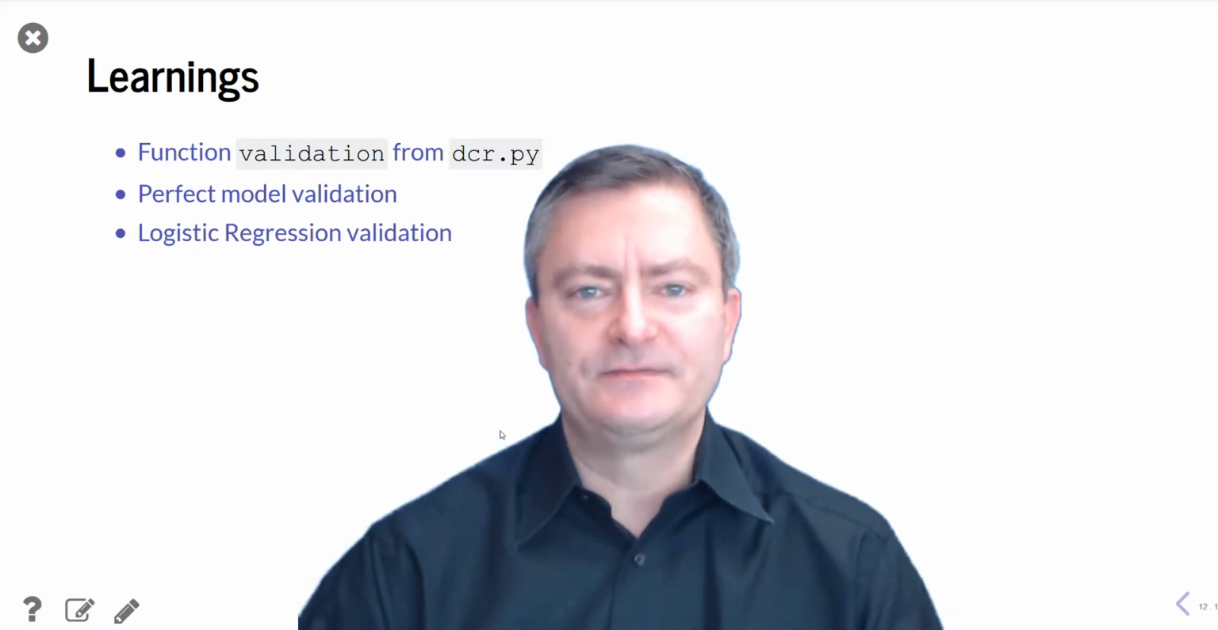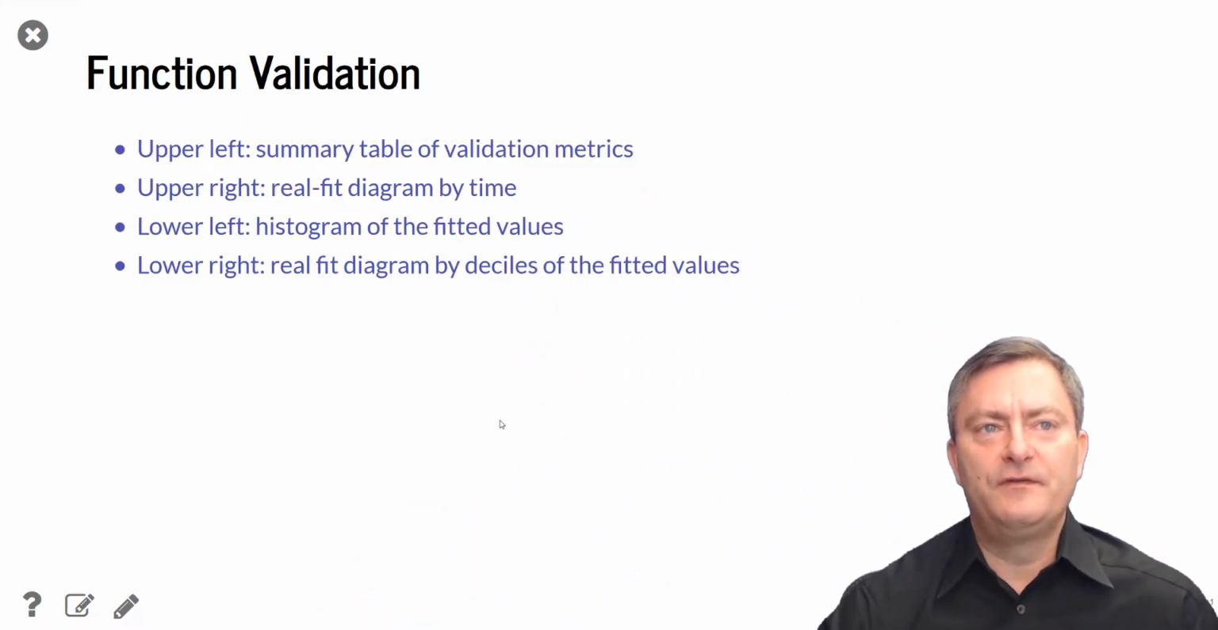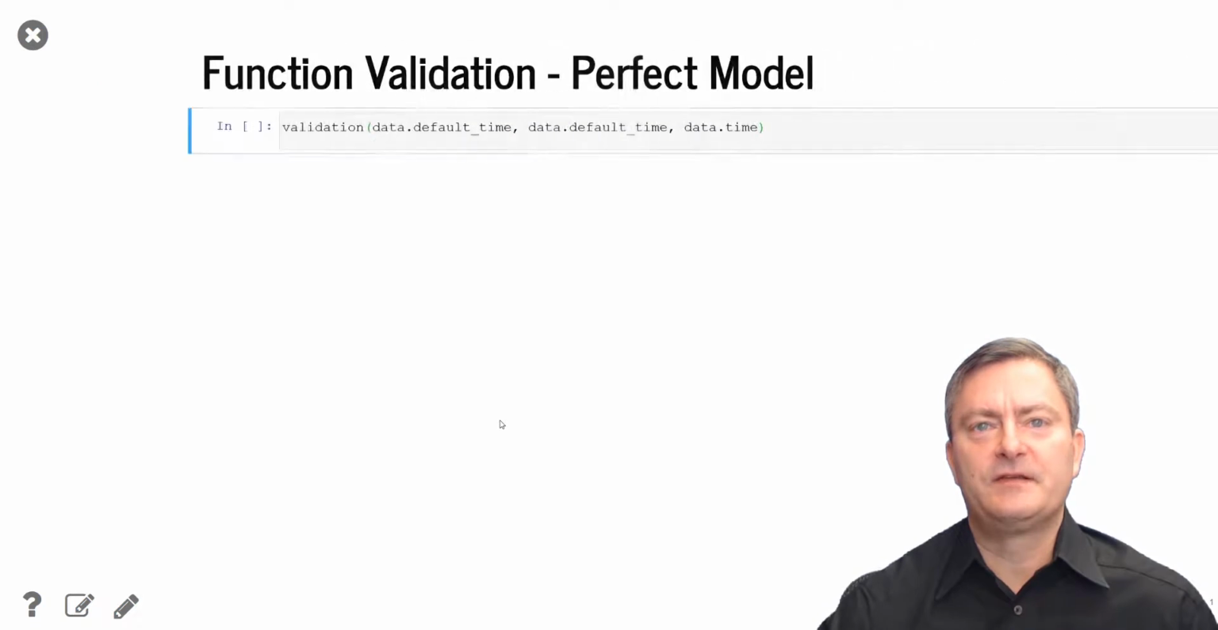Let's get started. We now validate our probabilities of default using the function validation, which is included in our program dcr.py. The validation function provides 4 panels as output. It includes a summary table of validation metrics in the upper left panel, a real fit diagram by time in the upper right panel, a histogram of fitted values in the lower left panel, and a real fit diagram by deciles of fitted values in the lower right panel.